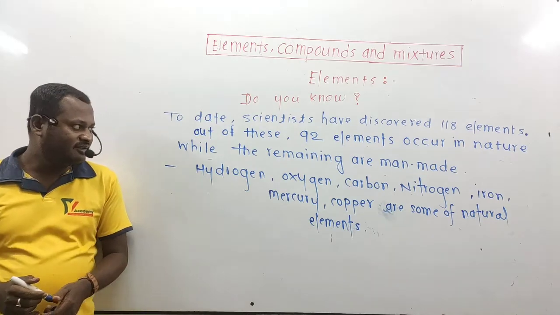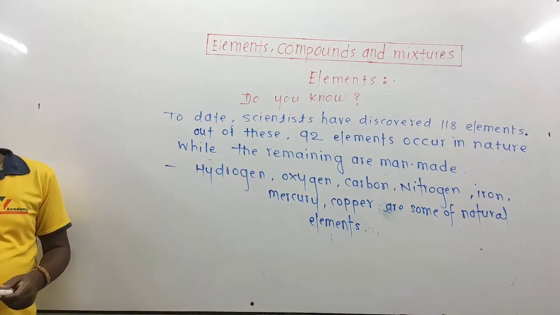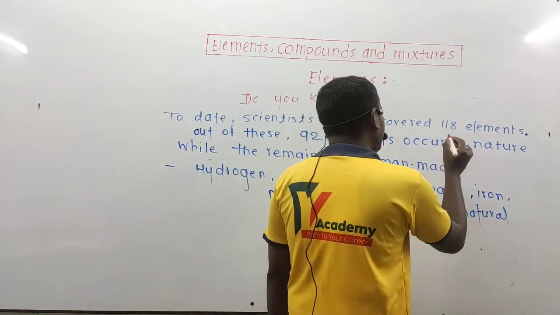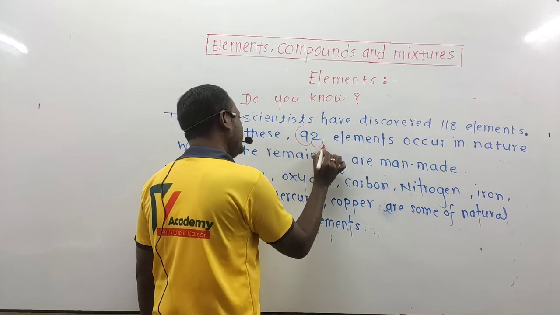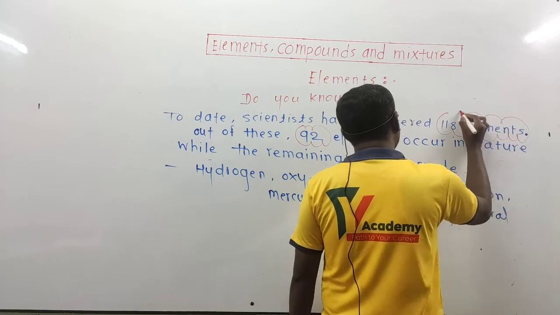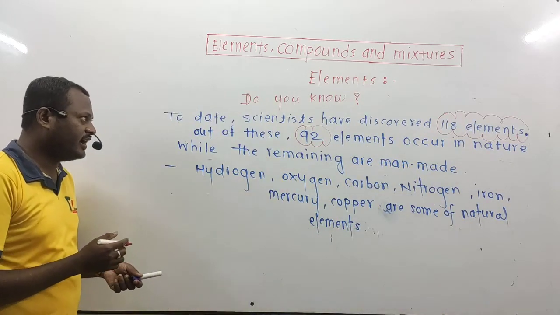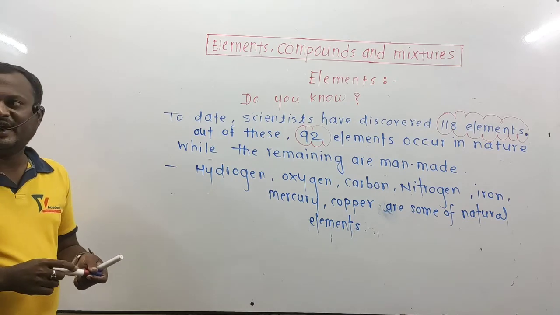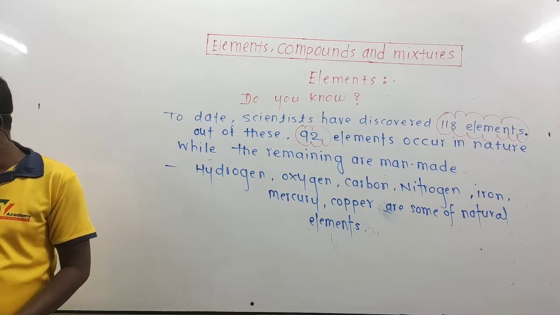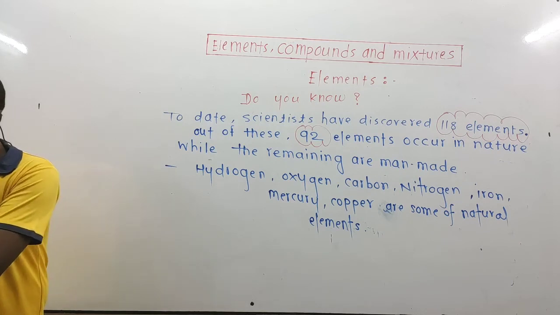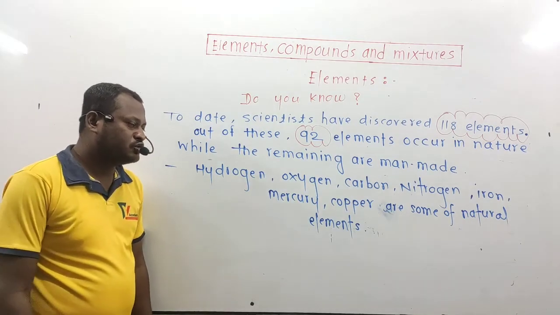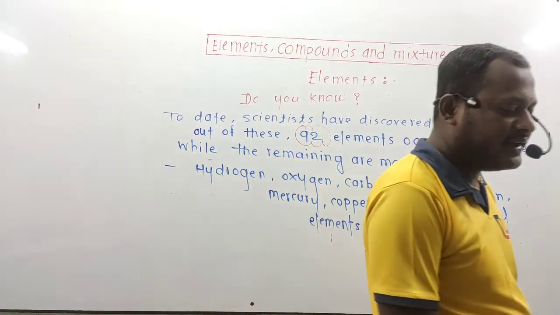Scientists have discovered 118 elements. Out of these, 92 elements occur naturally, and the remaining are man-made elements. So remember all these things. More new elements are being discovered through research work. So in this place, different elements are being discovered through research work. Okay, write down these things.